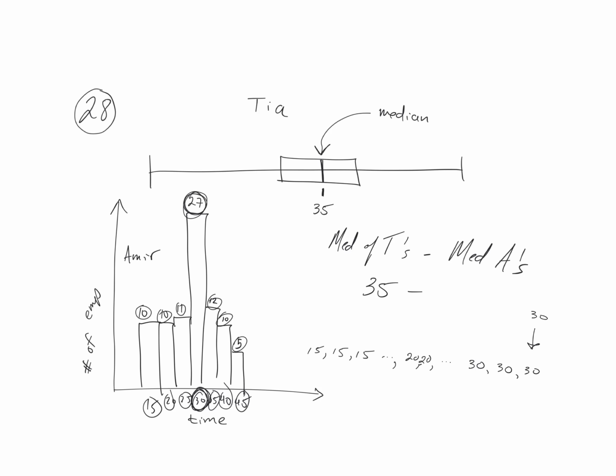So it's going to be a median of 35 for Tia and a median of 30 for Amir. And the difference is going to be 5. And so that is the answer, and it is C.